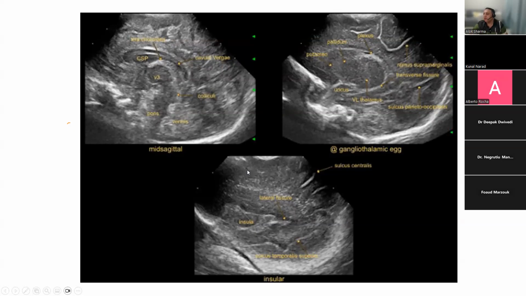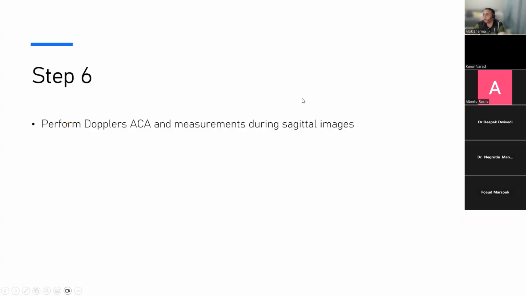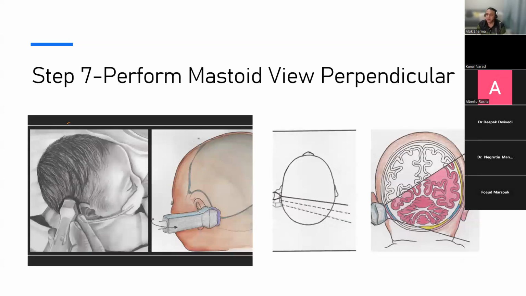Better seen as you move further out. And then you've got what is the sylvian or the lateral fissure with the insula. So these are common structures that you'll be able to basically do. Once you've got your views of the sagittal and the coronal views, the next step is to perform your Dopplers in these views. And a common Doppler that's performed is the ACA Doppler. We'll talk about Dopplers later on. I want you to focus on basically getting your mastoid views right.